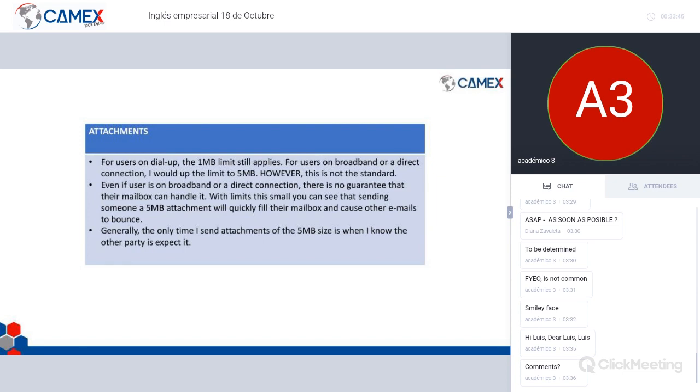Okay, the next slide is about the attachments, the use of attachments. And in this case, the intention is to try to attach files that are not so dense. Okay, so the recommendation is maybe 1 megabyte. Okay, a file that is 1 megabyte. Because 1 megabyte is, quote unquote, not heavy. Okay, it's not a heavy file.